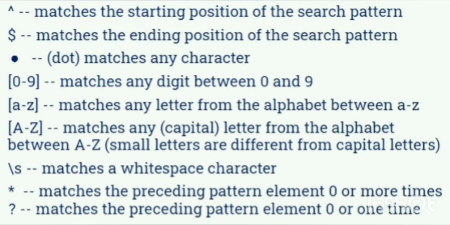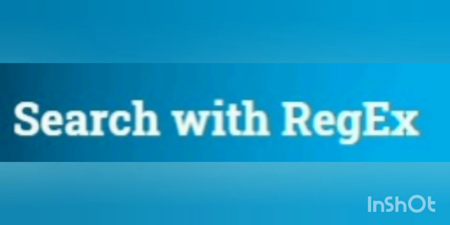Remember, students, small letters are different from capital letters. \s matches a white space character. The asterisk sign matches the preceding pattern element 0 or more times. The question mark matches the preceding pattern element 0 or 1 time. So now we will take examples to learn more about regex.